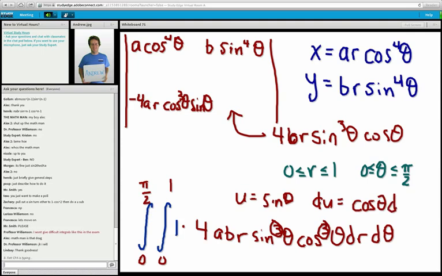All right? Moving on to problem 3. Let's see. Problem 3, evaluate the triple integral of x dV where E is bounded by the planes.